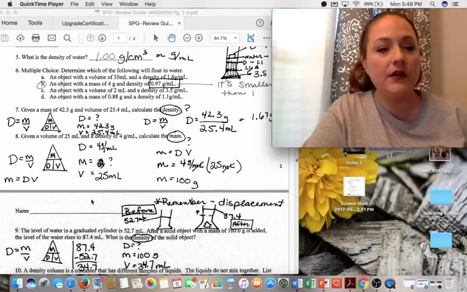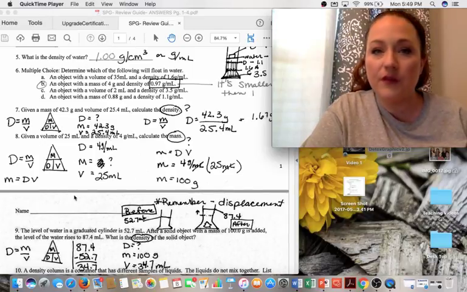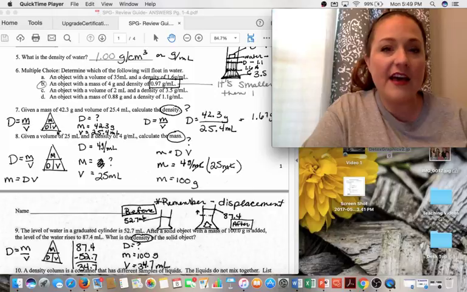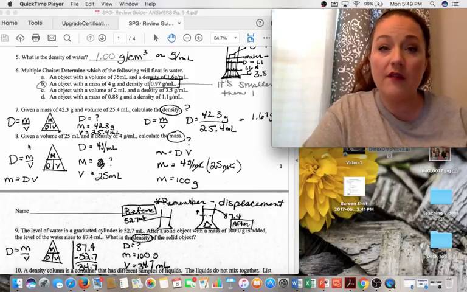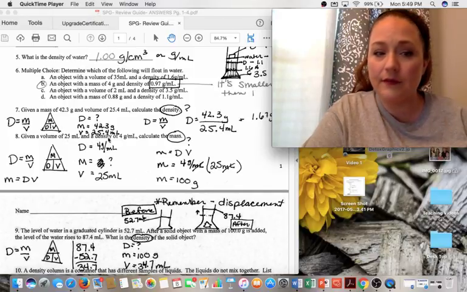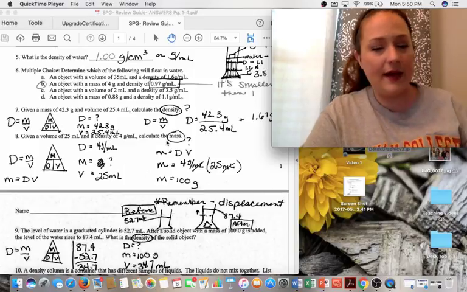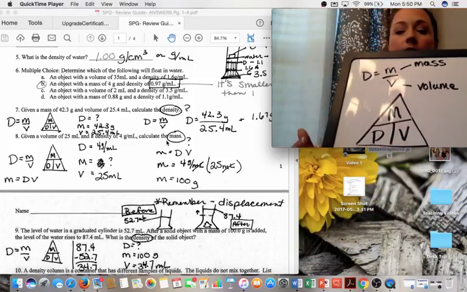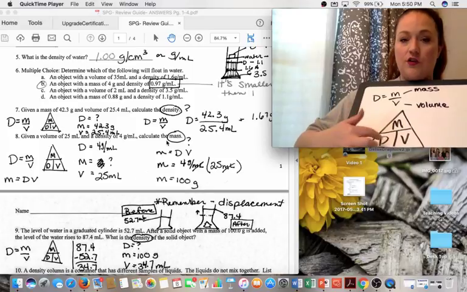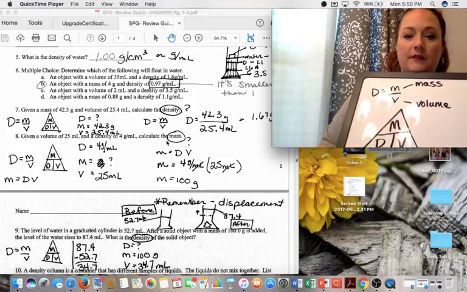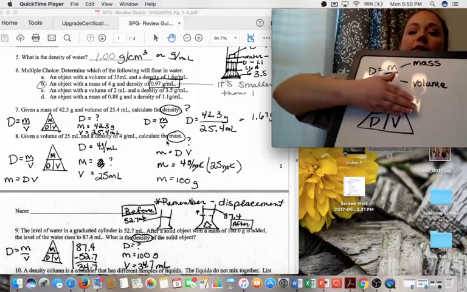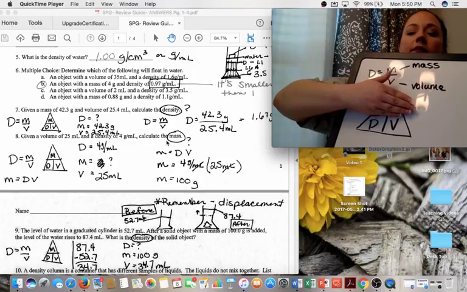All right, so number 8. Given the volume of 25 milliliters, now again, that's a fact. They told you my volume of 25 milliliters, and it has a density of 4 grams divided by milliliters. So now they want you to calculate the mass. So in this, you're going to multiply them, because when I cover up my M, I have D times V.